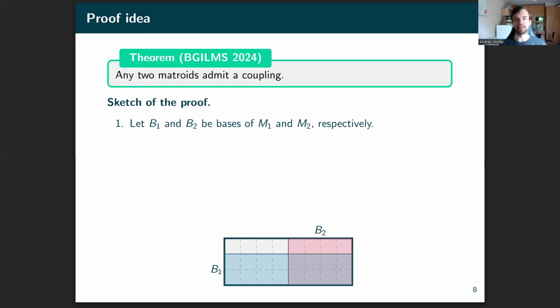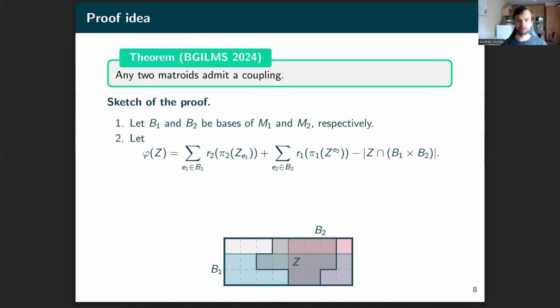So we take two bases, that is maximal independent sets, in M1 and M2, and we define this function phi. So let's understand this. This just says that first we look at all the horizontal sections and take their rank with respect to the second matroid and add them up. And then in a similar way, we look at all the vertical sections, that is in B2, and add up the ranks with respect to the first matroid. And finally, we subtract the intersection with this B1 times B2.